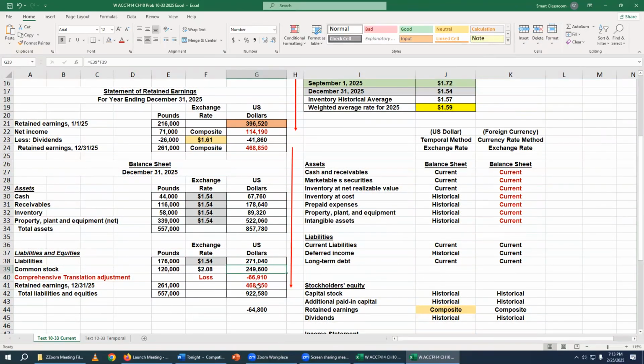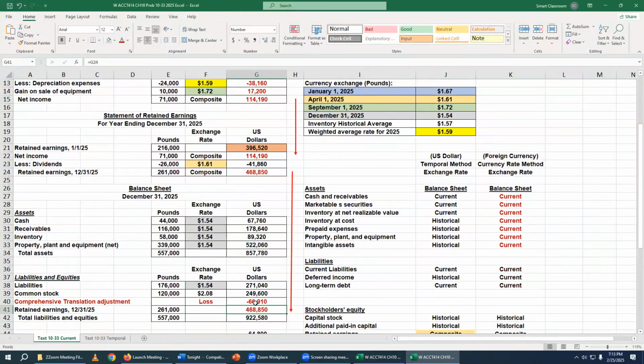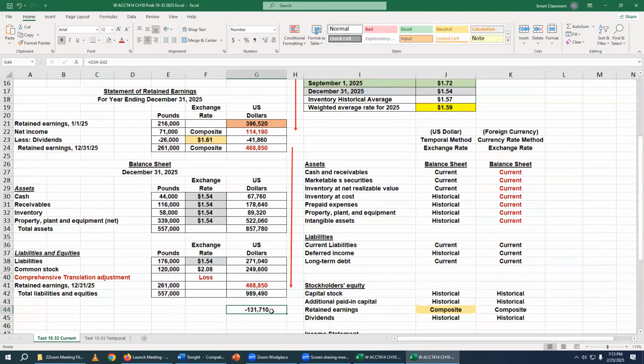Oh, I'm glad you did. Yeah, well, so this will be off. Now I gotta change all this. Let me see here. I gotta take out the translation adjustment of this. This is the right number, 131. I do remember that. This will be 131,710.